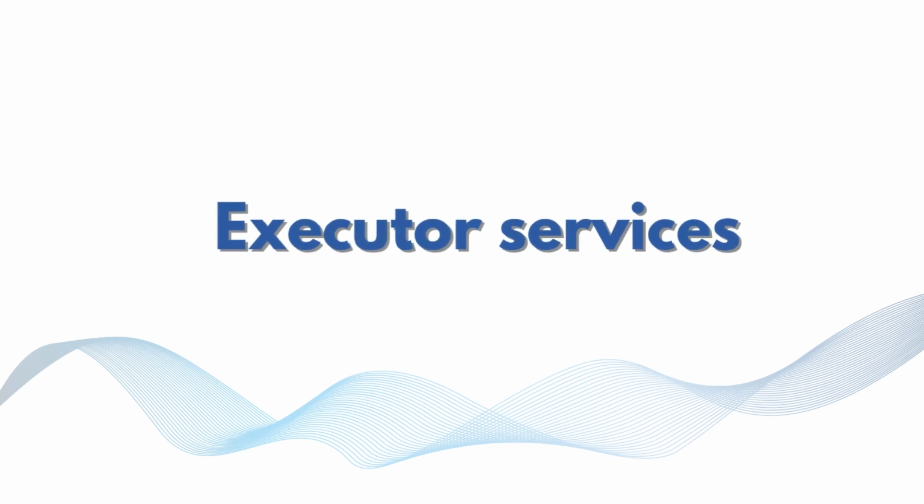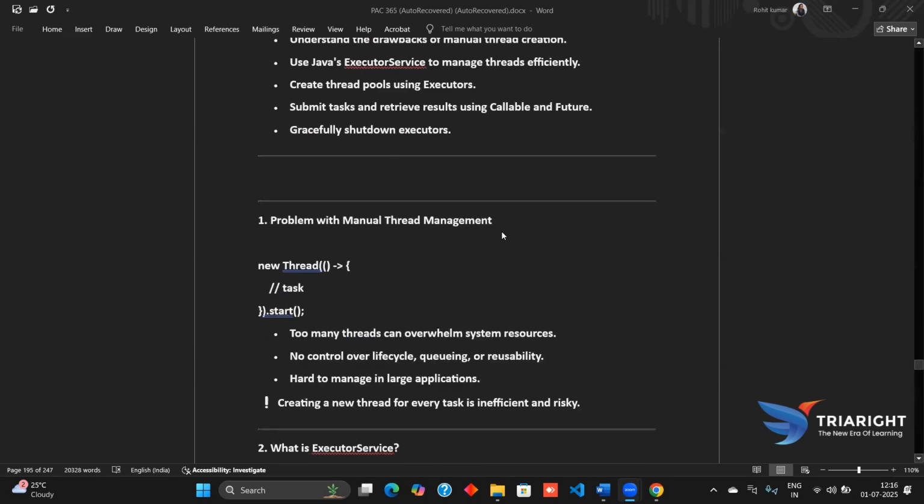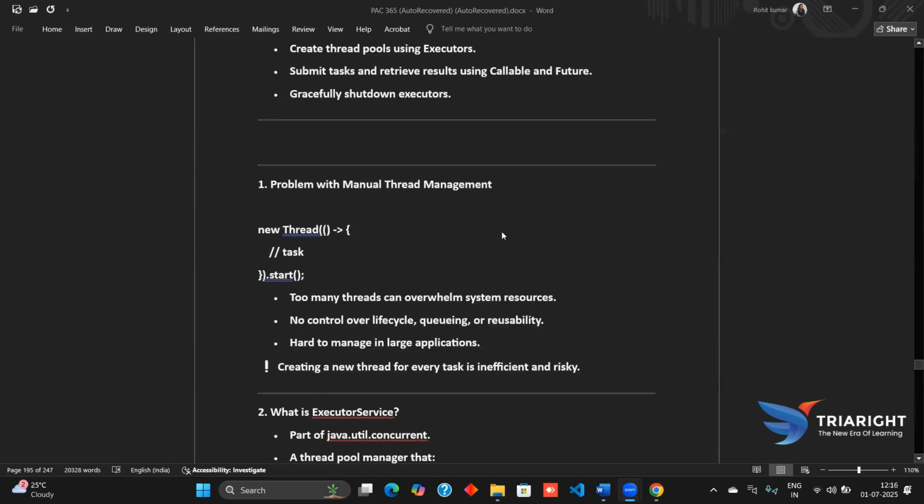Today we'll be learning about executor services. After studying this, we will understand the drawbacks of manual thread creation. We will use Java's ExecutorService to manage threads efficiently. We'll create thread pools using Executors, submit tasks, and receive results using Callable and Future. We will also learn to carefully shut down executors. We will see each and everything while going through this topic.